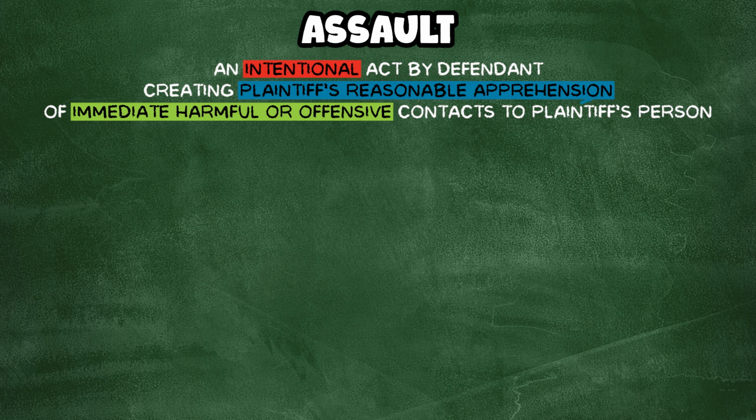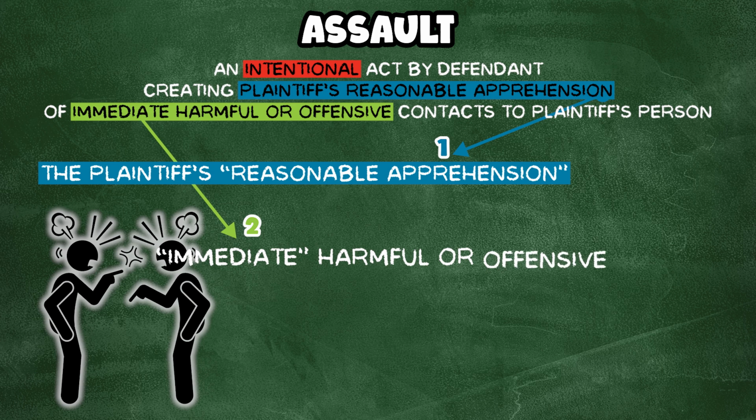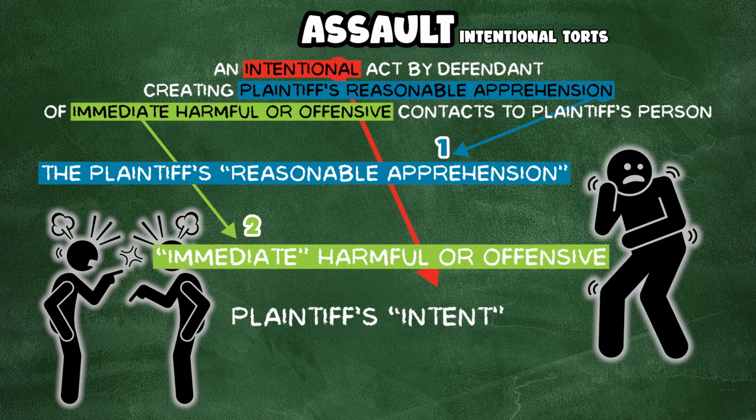the exam. The first element is the act by the defendant that creates a reasonable apprehension in the plaintiff. Second is that there is immediate harmful or offensive contact to plaintiff's person. And the third element is the intent of the defendant. Let's go through each one to better understand how assault works.